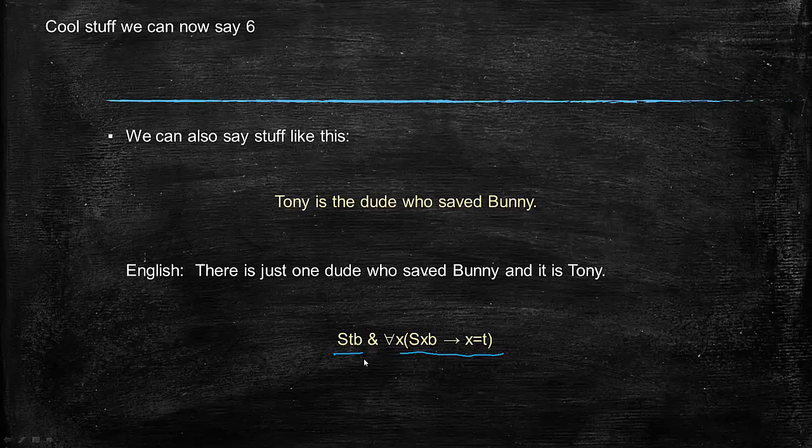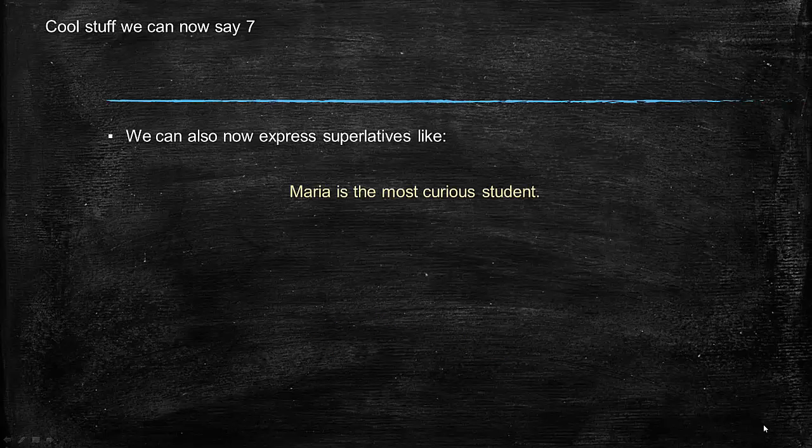Now, if you had written this, you could put the quantifier totally on the outside if you wanted to and put parentheses here, and it would be the same thing. Now, finally, we can also use identity to express what we call superlatives. A superlative is when we say that somebody is the absolute top dog, right? Something is the most or the best, etc.